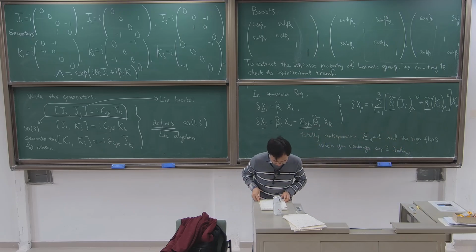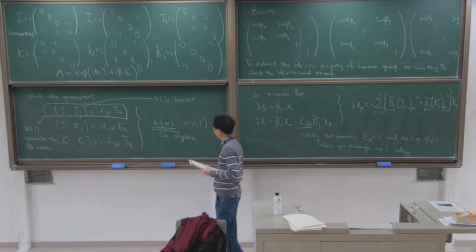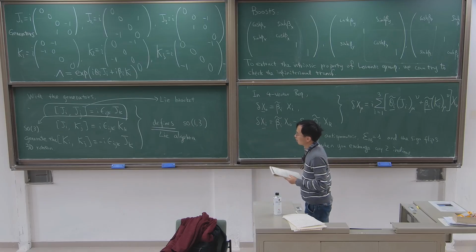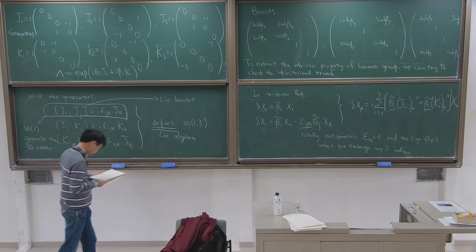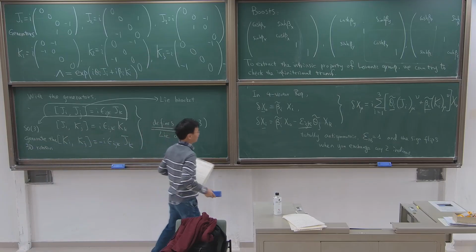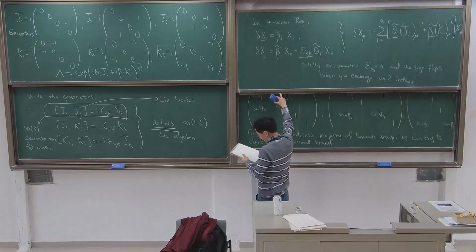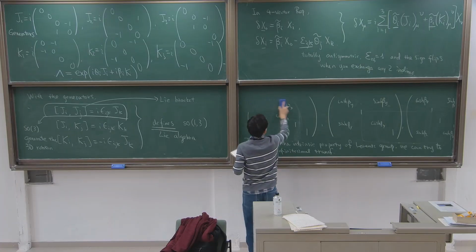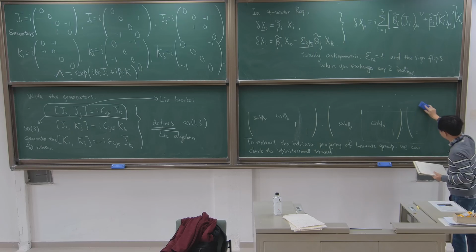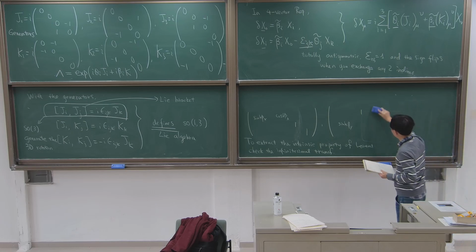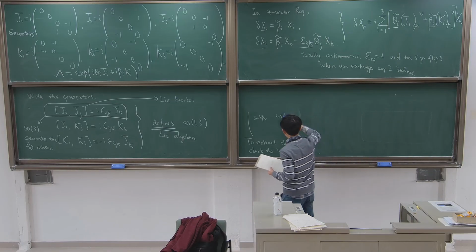So let's continue. We introduced the SO(1,3) algebra. Of course, that's not our goal. Our goal is to introduce the spinor. The first step is to re-understand the Lorentz group, or the Lie algebra of the Lorentz group, in a slightly different way.